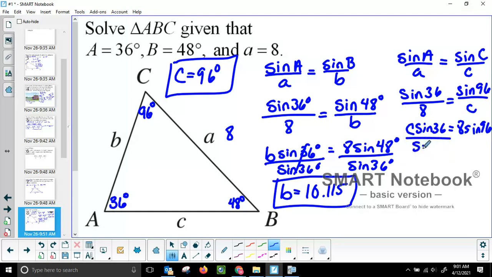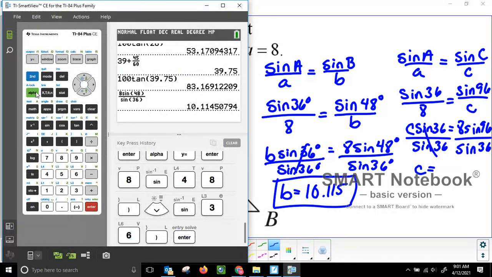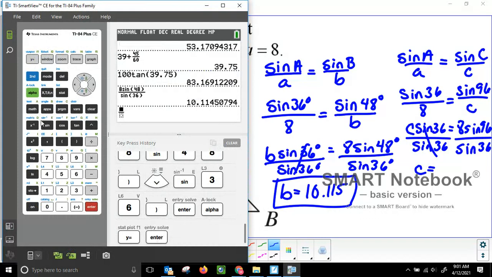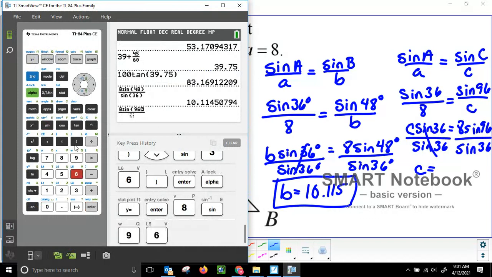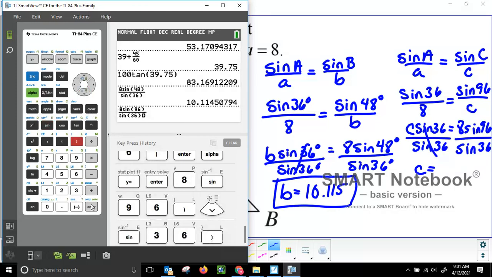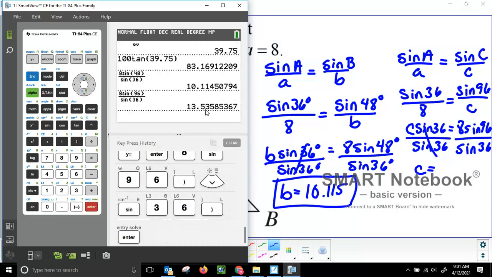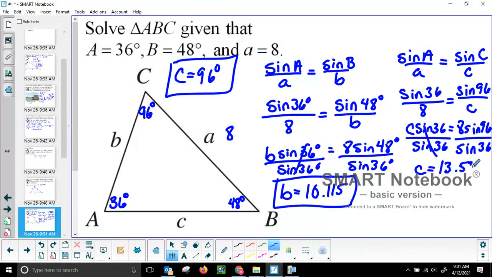And of course, we can just divide both sides by the sine of 36 degrees. These will cancel. So we will get C is equal to, we can use our calculator again, 8 times the sine of 96 divided by the sine of 36. Boom, 13.536 if we round. So there are all three of our missing pieces. We have solved the triangle.